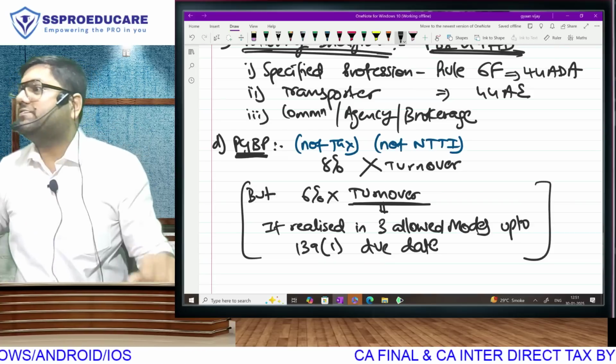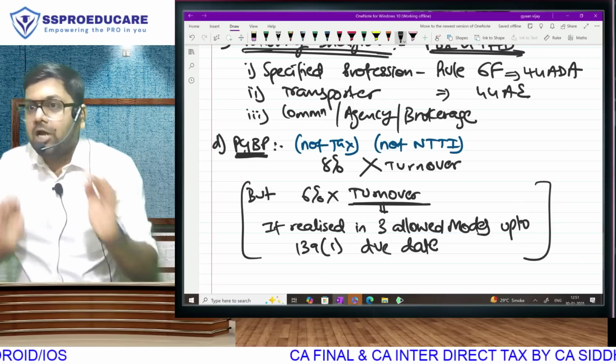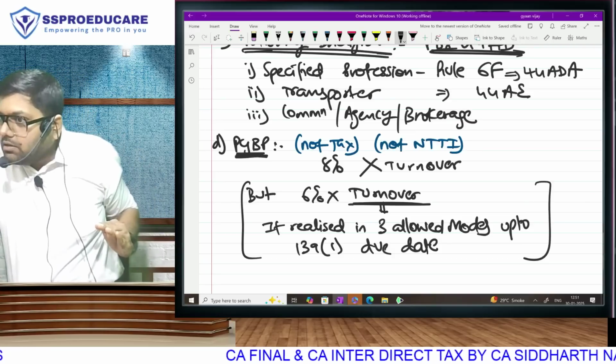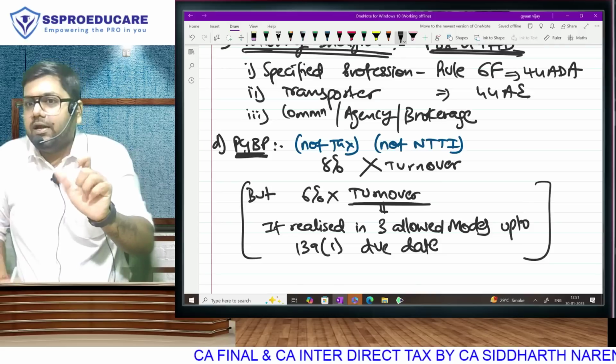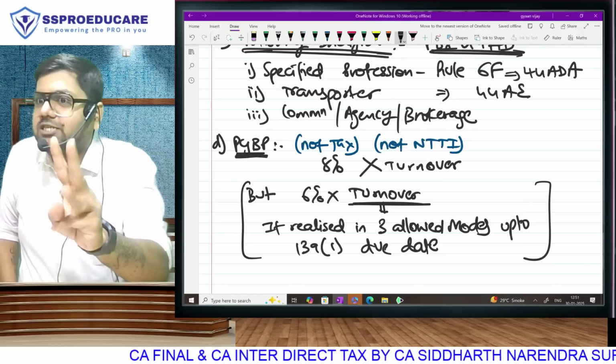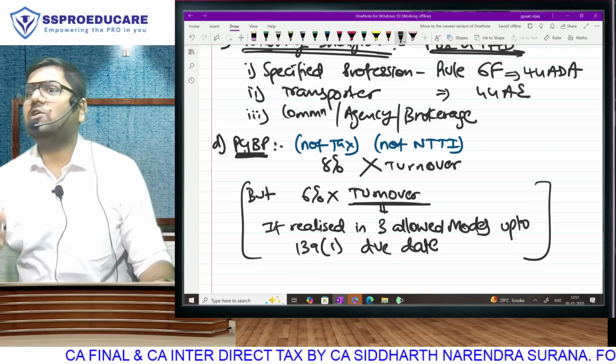The 3 allowed modes will go under 6% and the remaining portion will go under 8%. So your total turnover will be split. A part of it will go in 6 and a part of it will go in 8. Only 3 allowed modes will go in 6. Cross check, bearer check, cash will all go in 8%. Means 8 and 6 will coexist.